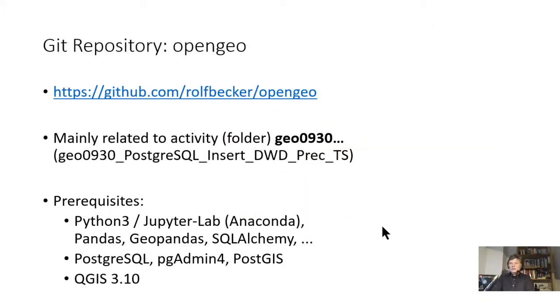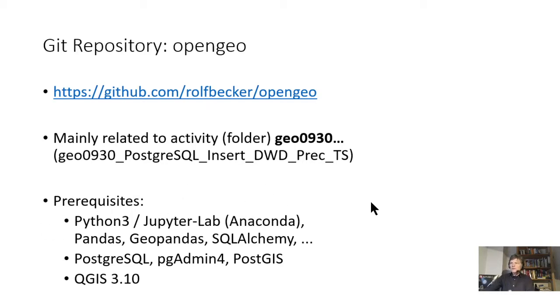So the software I'm using is available in a Git repository, my Git repository OpenGeo. So it's on github.com, rolfbecker/OpenGeo. And the software I'm presenting today is mainly related to the activity, or the folder, geo0930. And the full name is geo0930 PostgreSQL insert DWD precipitation time series and stations.